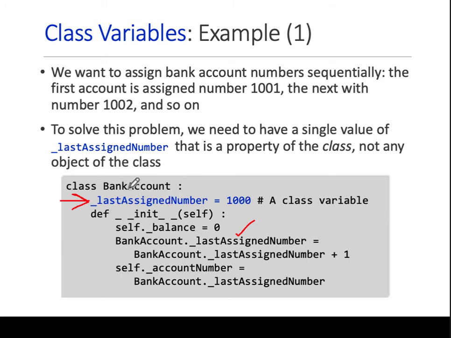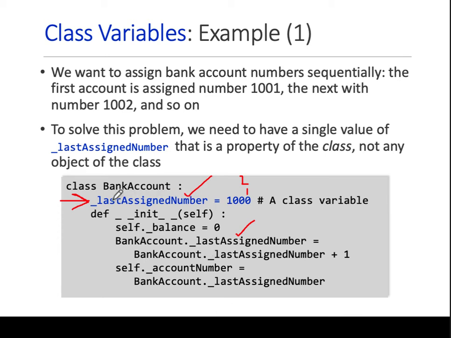Now any new object of this class, when it's created, will call the initializer and it will get this updated value. Instead of 1000, now it's 1001. If you create another object, that value will be 1002 and so on. Meaning that each object will see this value reflected at the class level. Then each of them will have their own other properties.